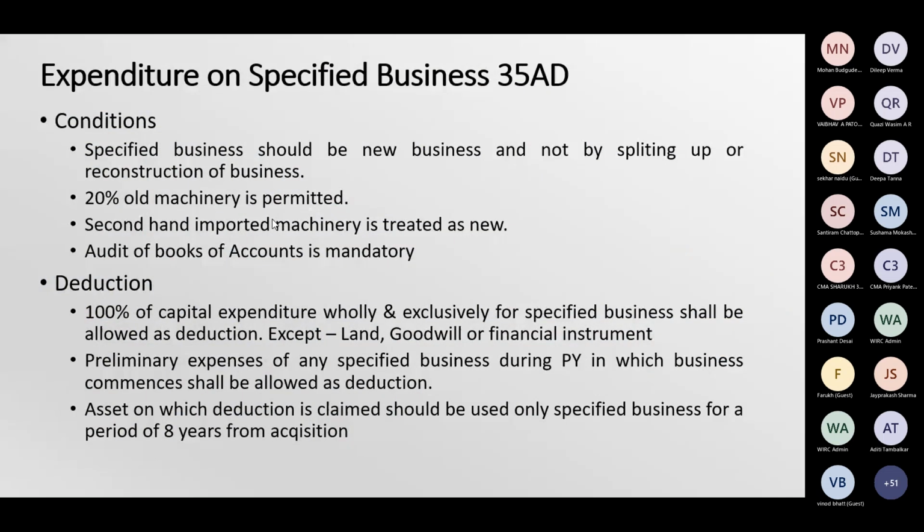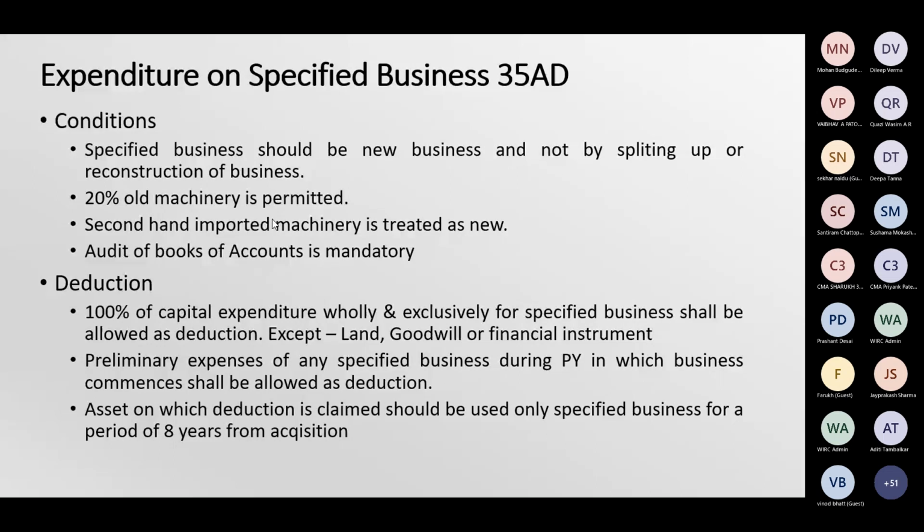Next is expenditure on specified businesses. There are certain conditions: the specified business should be a new business, and not a splitting up or reconstruction of a business. Up to 20% of old machinery is permitted. Second-hand imported machinery is treated as new, and audit of books of accounts is mandatory.